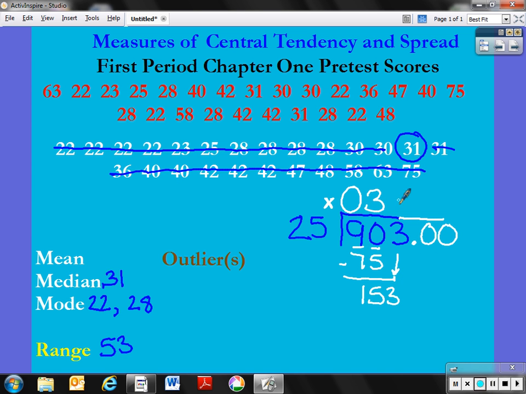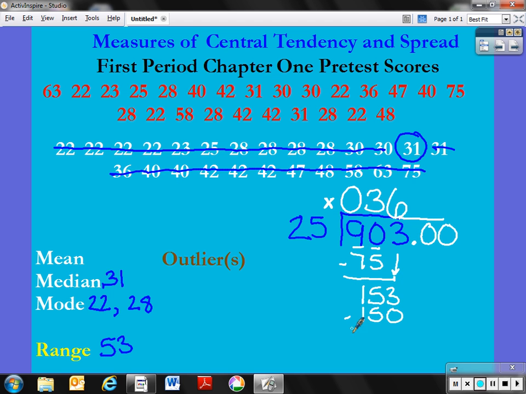Now 25 times what will give me 153? Well, 25 times 4 is 100. 25 times 5 will be another 25 to 100, so 125. 25 times 6 will be another 25 to 125, so that's 150. That's pretty close. So that means 25 goes in 153 6 times. That will give me 150.